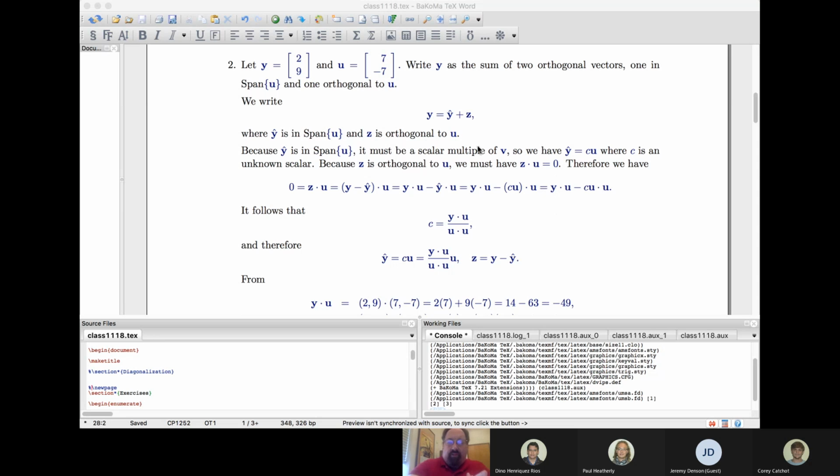This next one relates to what I was just talking about in the previous section, the vector projection of one vector onto another. So here we've been given these 2 vectors, y and u. The goal is to decompose y into a sum of 2 vectors, where y hat is in the span of u. Now, the span of a single vector is just all possible multiples of that vector. So in other words, the vector y hat needs to be a multiple of u. And then what's left, z, needs to be orthogonal to u.